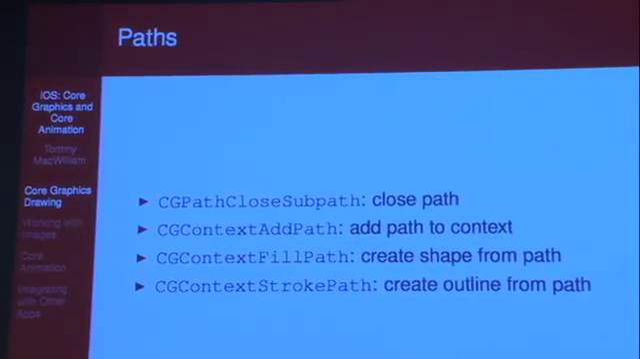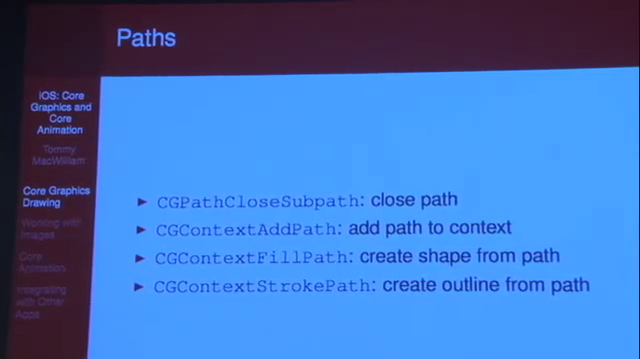Then once your path is complete and it's stored inside of that object that we called the mutable path ref, which was just a C struct or a pointer to one, at some point we want to add it to the current context. Remember, the context is just what we're drawing to. And everything today that we're going to be looking at, we're just going to be drawing to the screen. So when we say context, you can just consider that that's the screen.